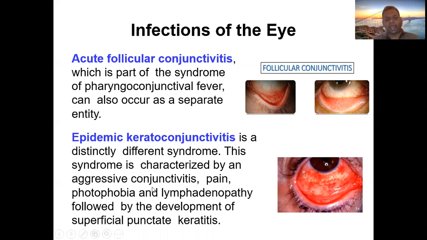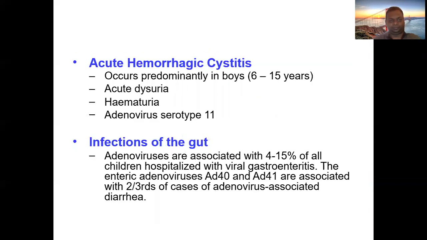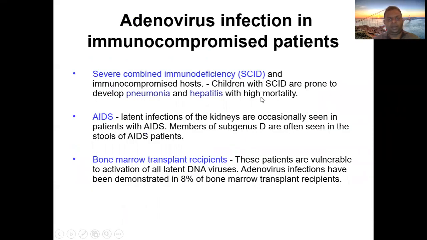It is characterized by aggressive conjunctivitis and pain, photophobia, and lymphadenopathy, followed by development of superficial punctate keratitis. Another entity is acute hemorrhagic cystitis, and infection in the gut. In the immunocompromised, such as SCID, severe combined immunodeficiency, patients are more prone to get pneumonia and hepatitis. Also AIDS and bone marrow transplant recipients: adenovirus, a DNA virus, has been demonstrated in 8% of bone marrow transplant recipients.